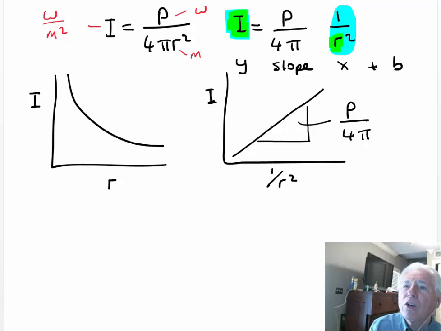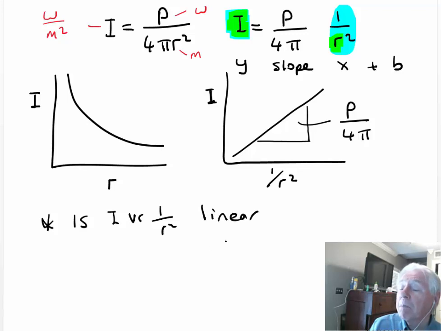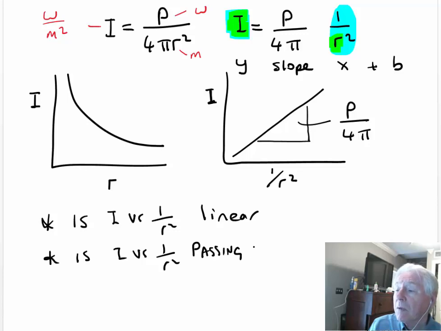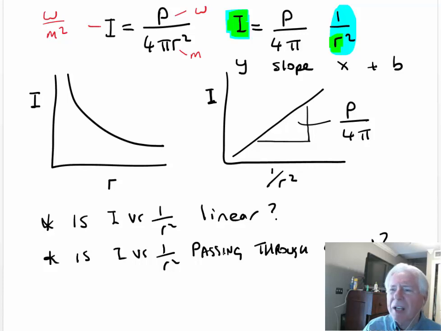And so I look for, one, is I versus 1 over R squared linear? And two, is I versus 1 over R squared passing through the origin? If that theory is right, then the answer to both of those questions should be yes. We'll see to what extent it's not right.